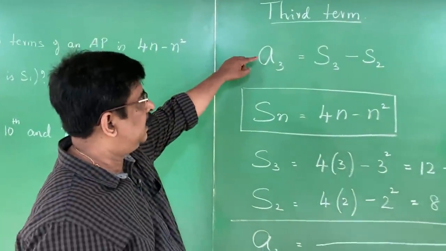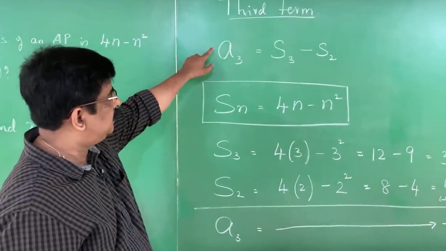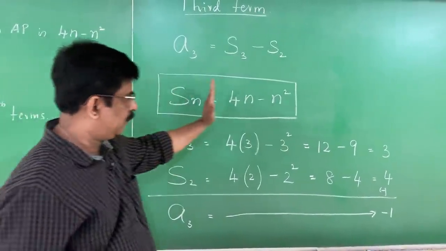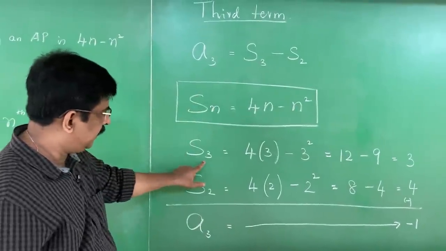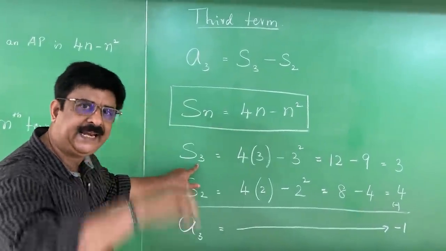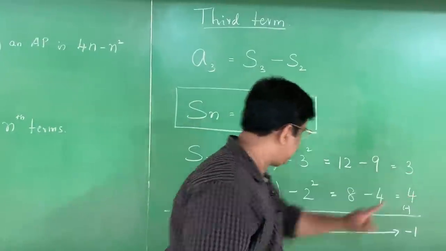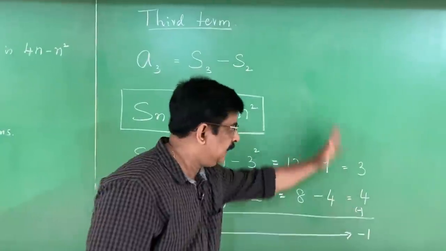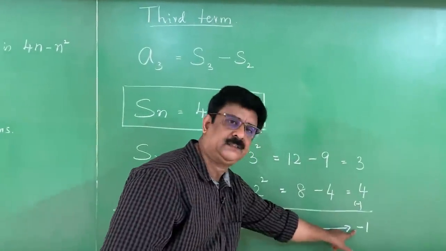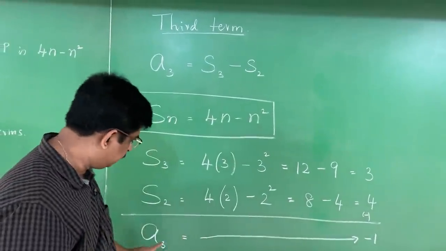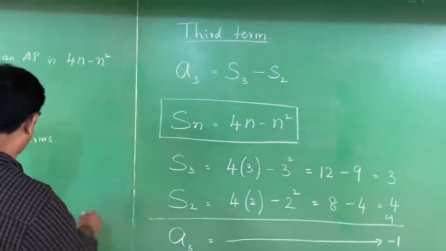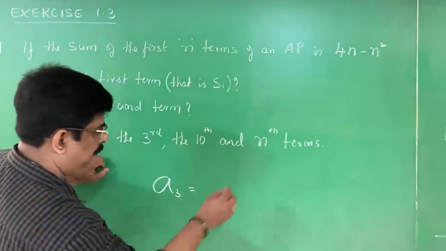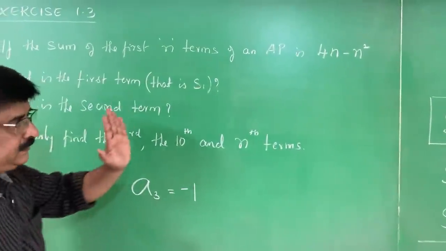Now you understand the third term. A3 is equal to S3 minus S2. This is the formula. First I write S3. S3 means wherever n is there, write 3. You get 3. S2 means wherever n is there, write 2. You get 4. Subtract, 3 minus 4 is minus 1. A3 is equal to minus 1.